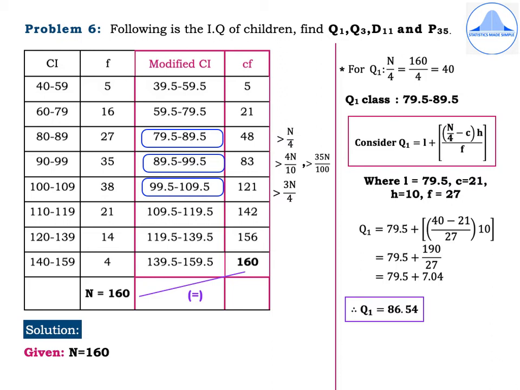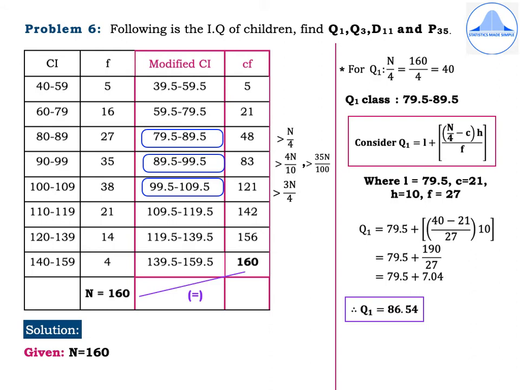So the modified class intervals are 39.5 to 59.5, 59.5 to 79.5, 79.5 to 89.5, 89.5 to 99.5, 99.5 to 109.5, 109.5 to 119.5, 119.5 to 139.5, and 139.5 to 159.5. The cumulated frequencies are 5, 21, 48, 83, 121, 142, 156 and 160. So the last value in the CF column should match with capital N, which is also equal to 160.